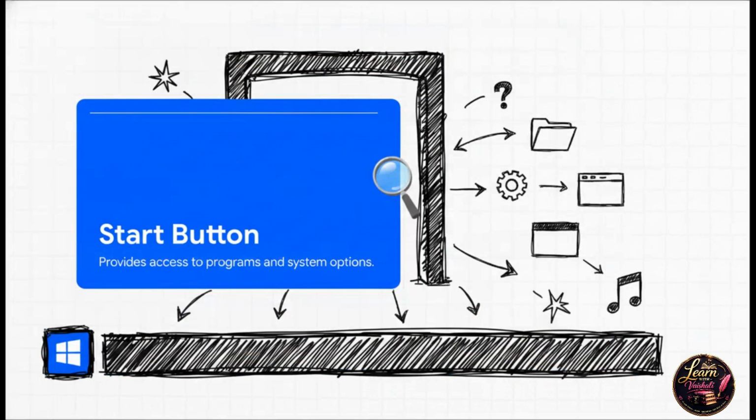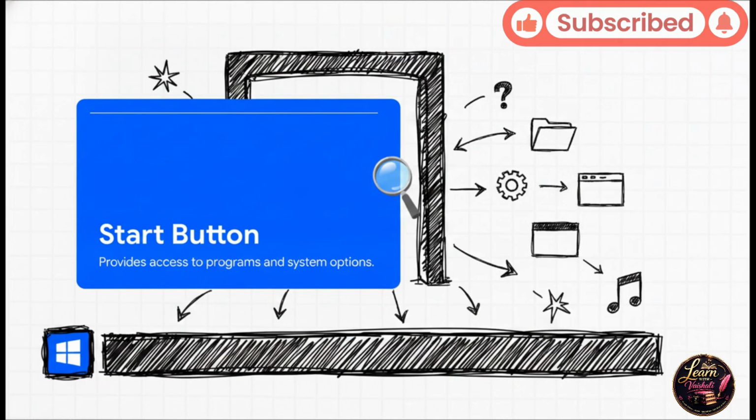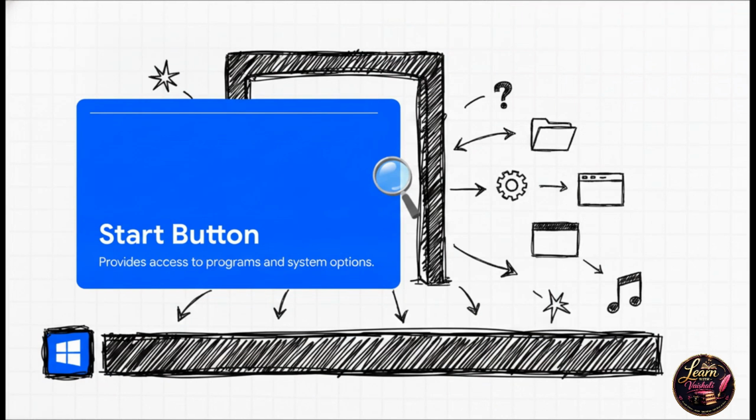Next, sitting proudly on that very taskbar is the Start button. Now, the absolutely crucial point here is that this button is the gateway to literally everything on the computer. Whenever you feel lost or whenever you just need to open a brand new program, your mouse should immediately go to the Start button. It's the easiest, most reliable way to access your programs, apps, and the deeper Windows system options.